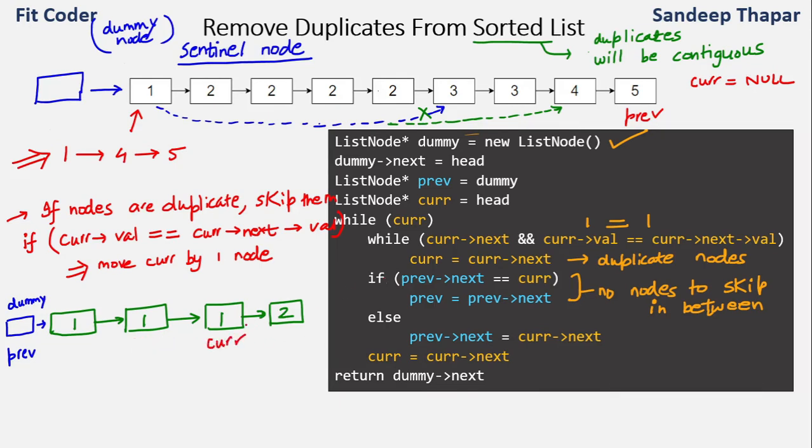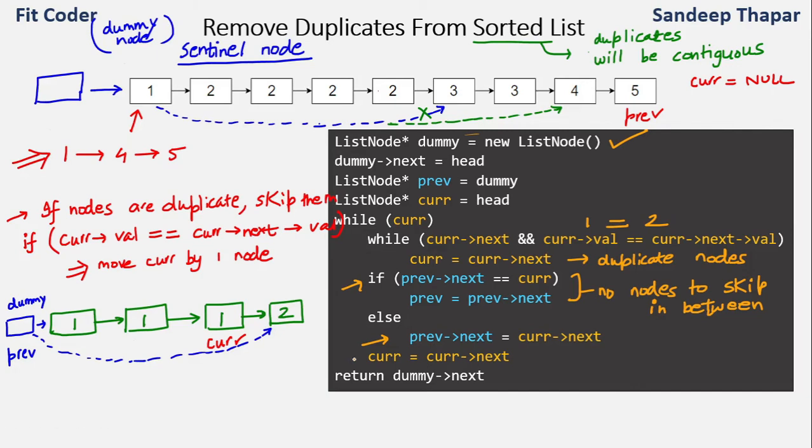So now we check if current val is equal to current next val, which is 2. So now these are not equal. So we'll come out of the while loop. Now we'll check if previous next is equal to current. So previous is at dummy node and next of previous is not equal to current because there are some nodes to skip in between. So we'll come to the else part and we'll connect previous next to current next. So here we're connecting dummy to node 2.